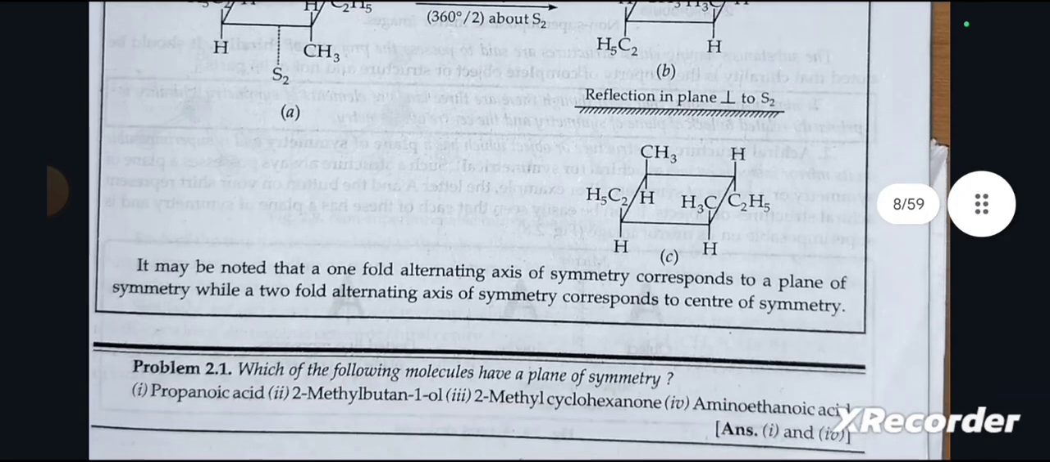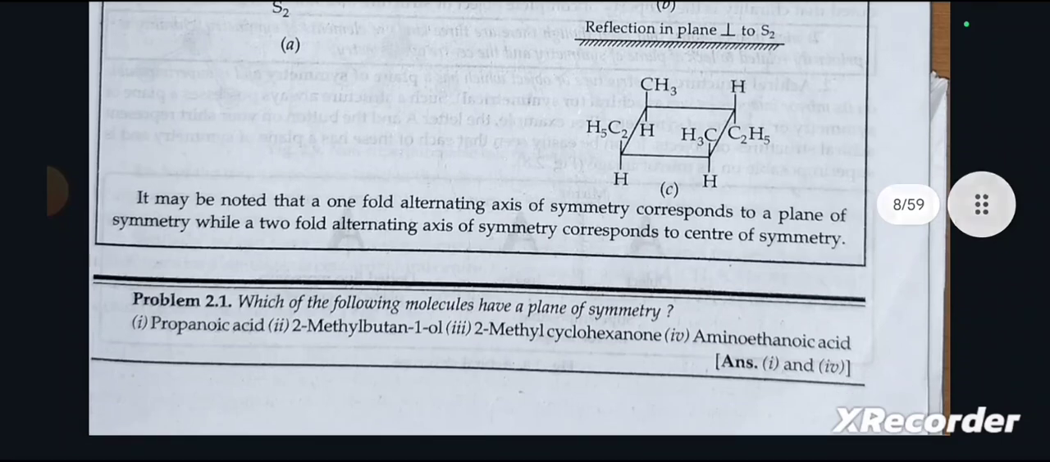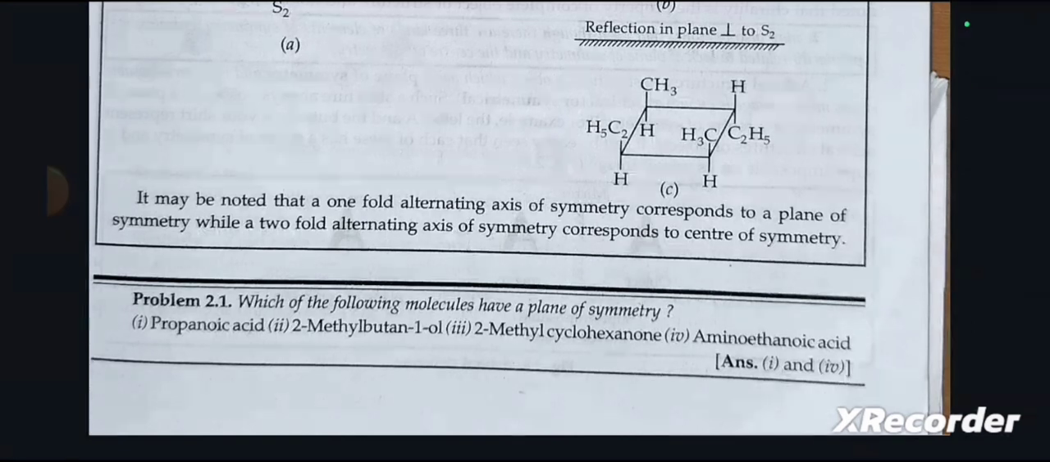It may be noted that a one-fold alternating axis of symmetry corresponds to a plane of symmetry, while a two-fold alternating axis of symmetry corresponds to a center of symmetry.